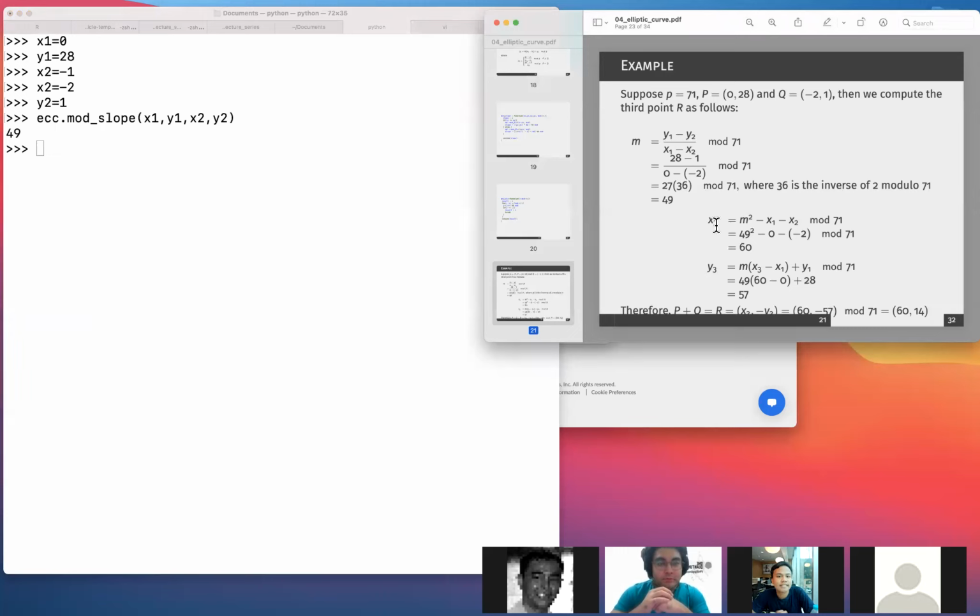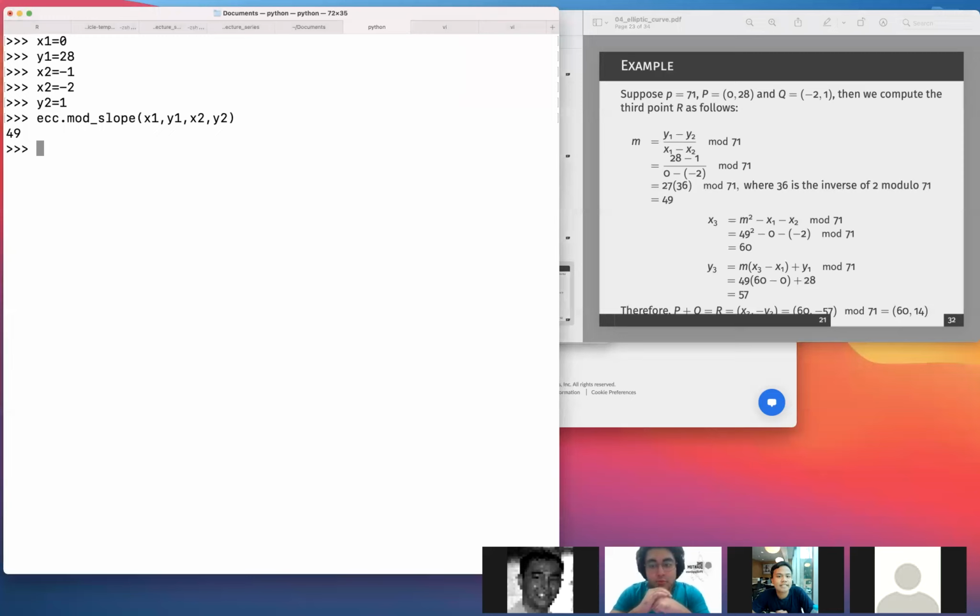Okay. And then it's just a matter of substituting the values to get x3. So we'll just compute x3. x3 is equal to pow of m squared minus x1 minus x2. Okay, and then we get the modulo, 71.